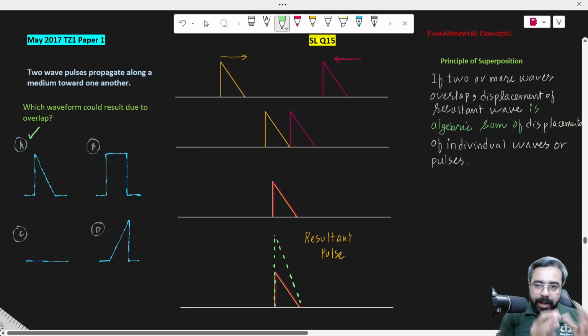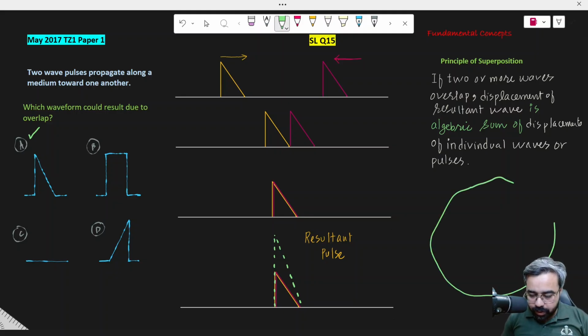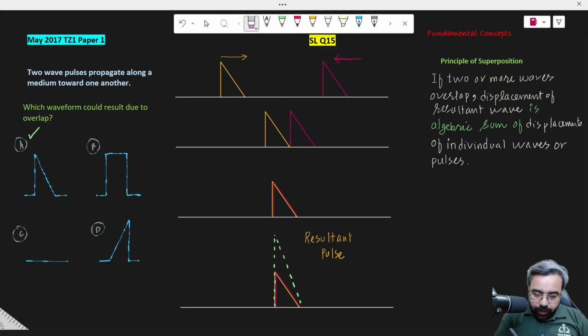But maybe you are thinking that I have skipped something: what happened when those two were not perfectly overlapping, when they were combining with each other. So I thought I would show you what will happen. If you see this part, in this part the displacement is not equal, it is increasing. Why is it increasing? When the two waves are getting close and have started overlapping, their displacements are adding up.